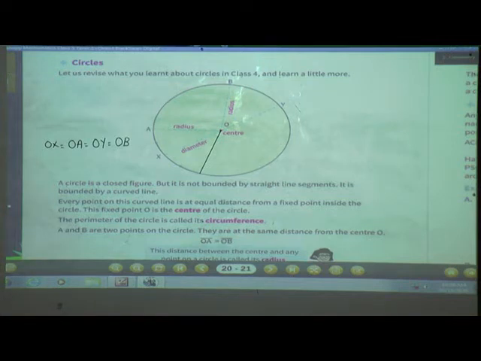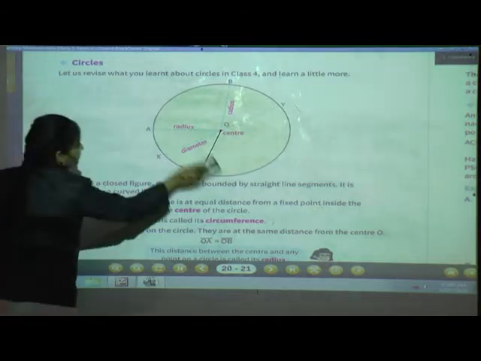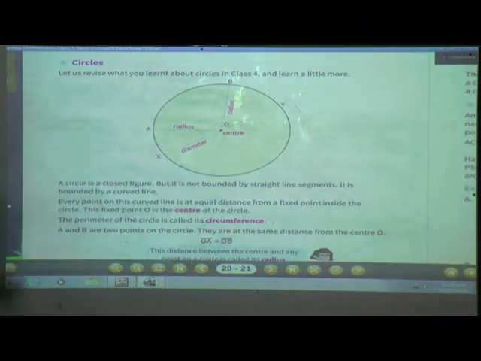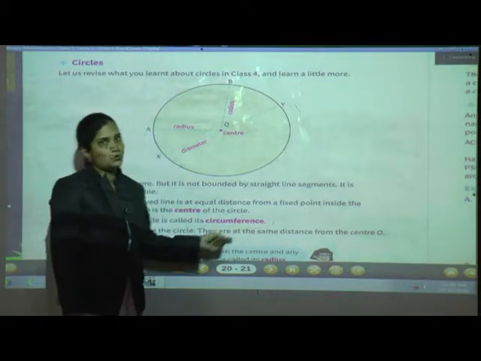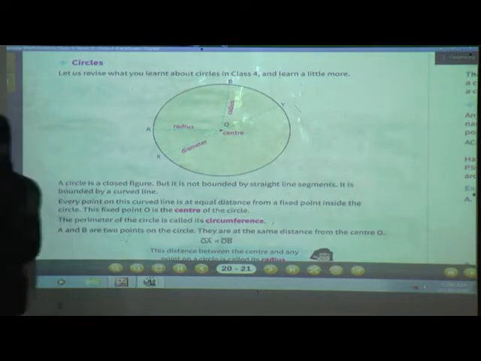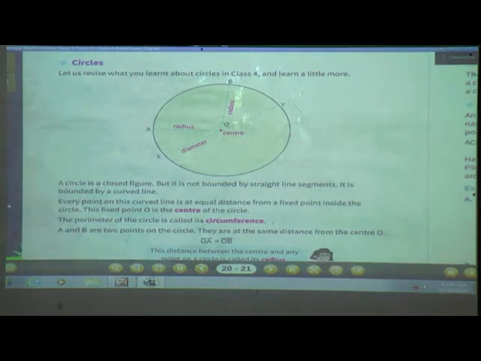So students, we'll see the next point. The perimeter of the circle is called its circumference. What is a circumference? I'm going to explain it. Students, in other figures we use the term perimeter, just like the perimeter of a square, perimeter of a rectangle, but in case of a circle we use the term circumference.